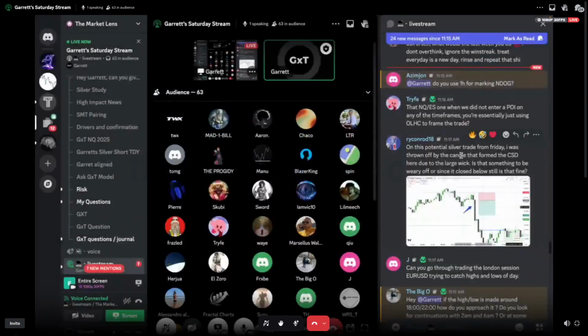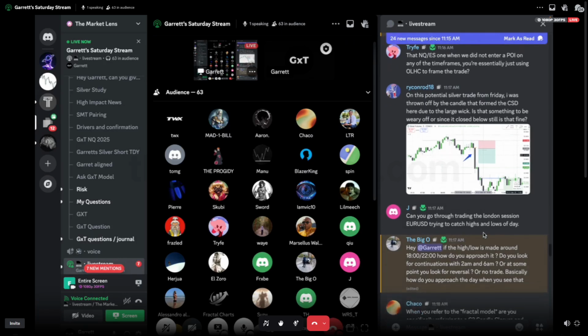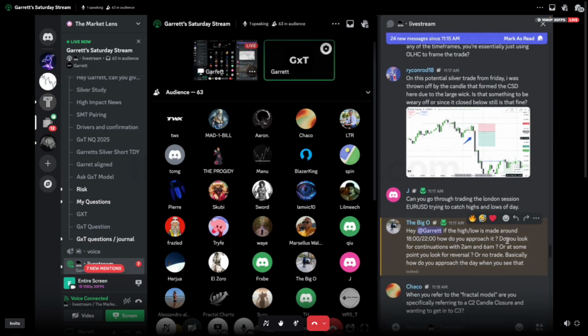Don't think about it too hard, because we're not framing reversals off 5-minute closes. We're framing reversals off daily profiles and 1 hour, 4 hour closes and all these other things. You're trading London session, you're just trying to catch a high low day.